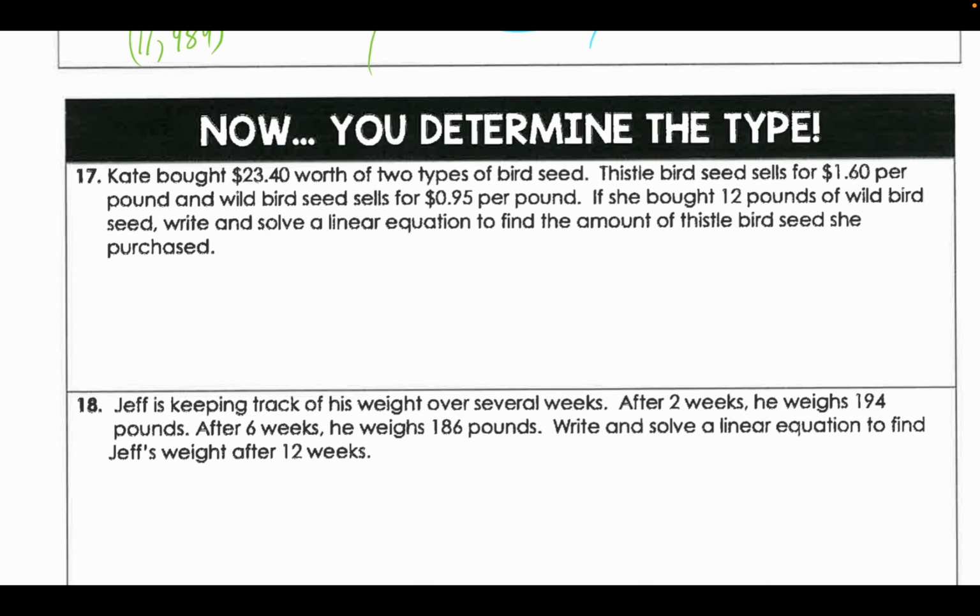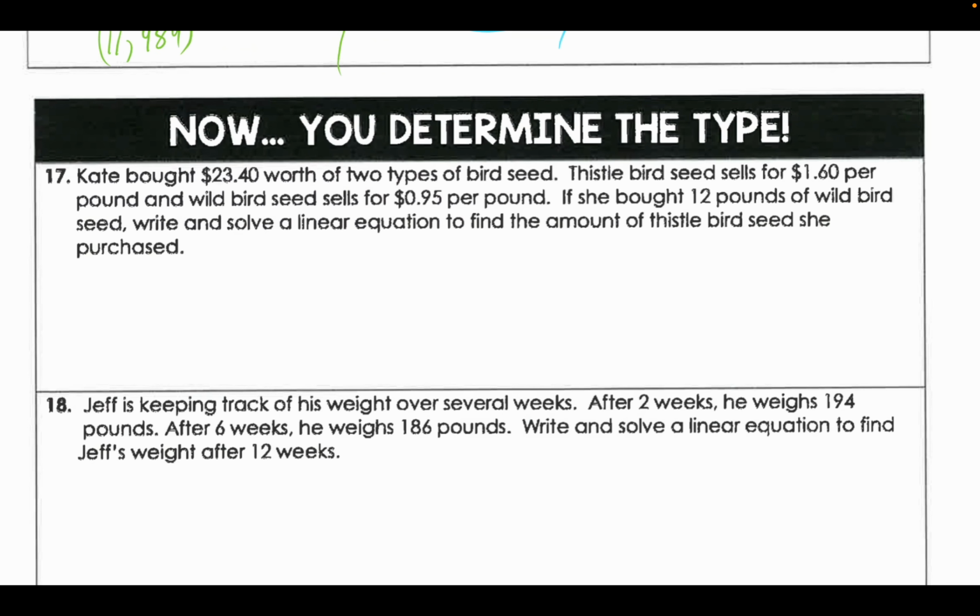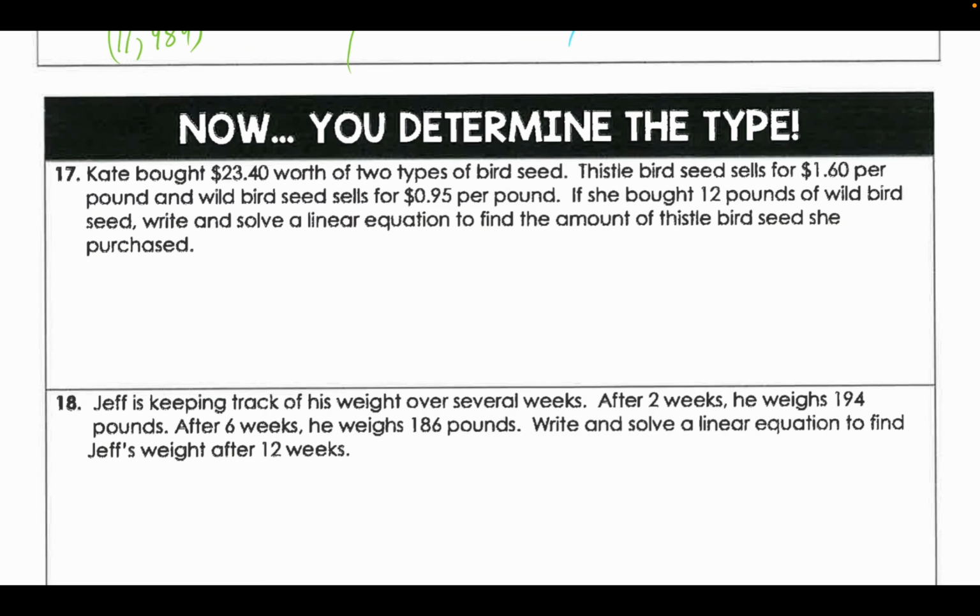So Kate here bought $23.40 worth of 2 types of birdseed. Thistle birdseed sells for $1.60 per pound, and wild birdseed sells for 95 cents per pound. If she bought 12 pounds of wild birdseed, write and solve a linear equation to find the amount of thistle birdseed she purchased. So we are comparing 2 items here. We're comparing 2 types of birdseed, the thistle birdseed as well as the wild birdseed. And so one variable is going to represent the amount of thistle birdseed purchased, while the other one is representing the amount of wild birdseed purchased.